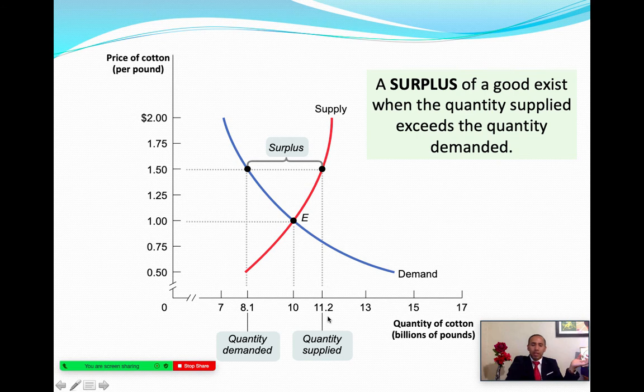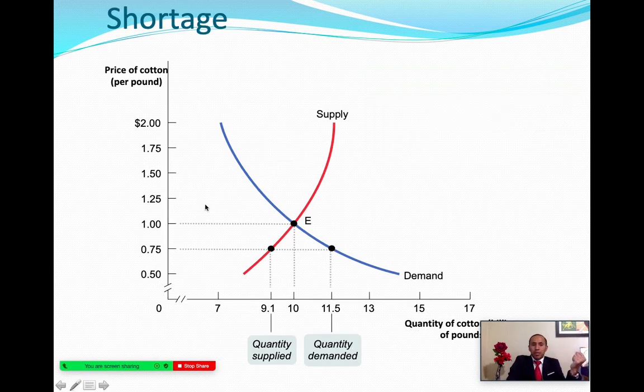Suppliers supplied 11.2 units at a $1.50 price, but the consumers only want 8, so we have a surplus of goods that is not needed. That's considered market inefficiency if the surplus can go to waste. So what happens if the opposite scenario occurs?